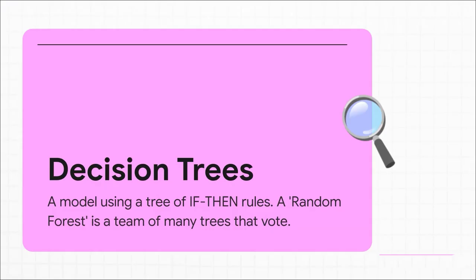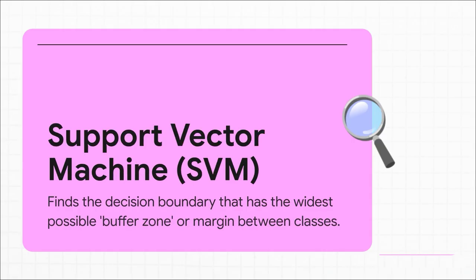First up, we've got decision trees. Now, you can think of these as a much smarter version of that single if-then rule we made. It's like a whole flowchart of questions. And it gets even cooler when you combine a bunch of them into what's called a random forest. Basically, you get a whole committee of these trees to vote on the right answer. Pretty clever, right? Next up is something called a support vector machine, or SVM.